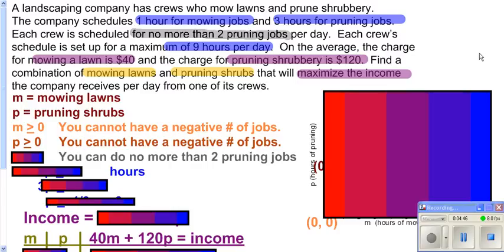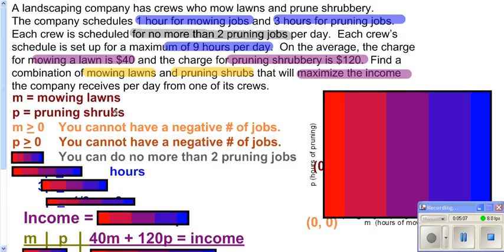Well, we're going ahead and we're looking for the number of lawns to be mowed and the number of pruning of shrubs that should be done. Those are the two things we don't know. So we're going to let M be the mowing of the lawns, P being the pruning of the shrubs.